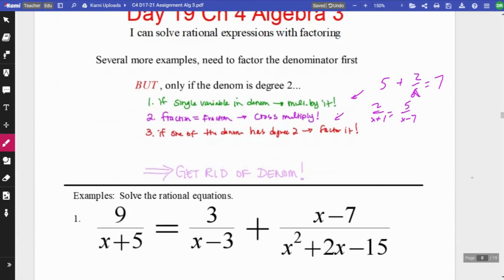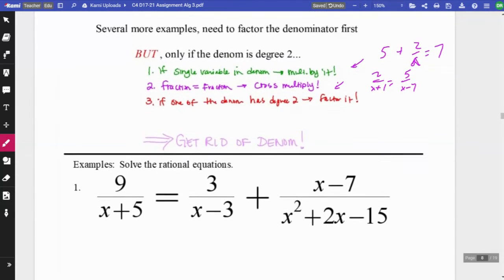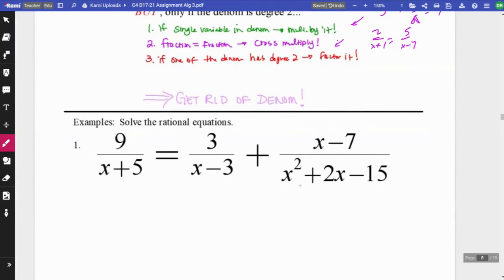And then the third one, which is the new one, really is kind of like number one. But we have a first step that we need to do. If we have anything that's factorable in the denominator, we should factor it first. The whole point of this section on rational equations is that we want to get rid of the denominator. If we're lucky, we can cross multiply, but that's only if it's just a fraction alone equals a fraction alone. Sometimes if the denominator is more complicated, we have to factor it.